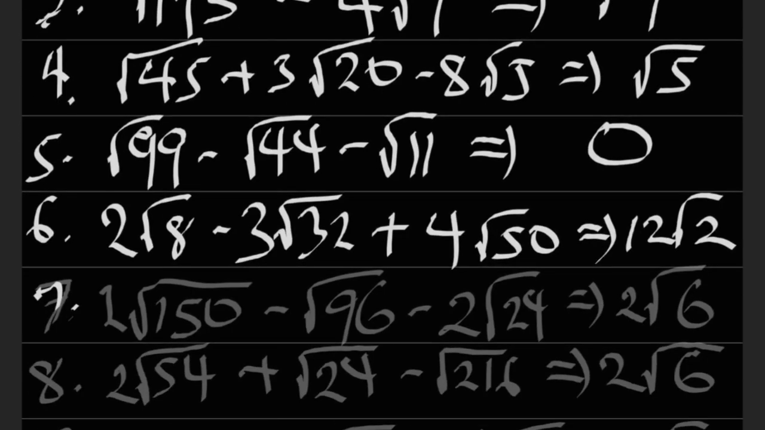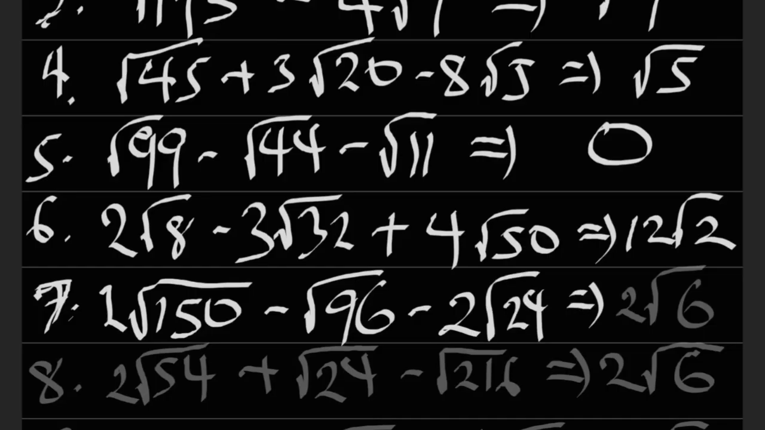Alright, let's continue. Question number 7 says 2 root 150 minus root 96 minus 2 root 24. If your work is correct, you are going to have 2 root 6 as your final answer.